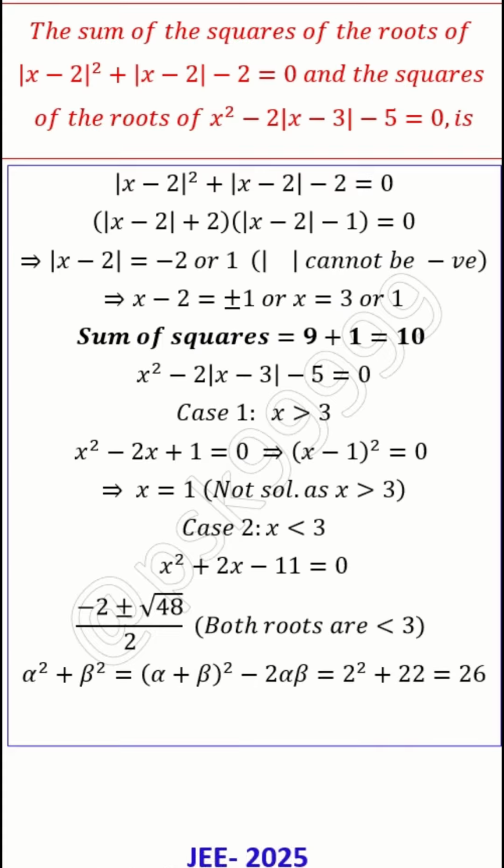So take the square of them. How can we do it? This way: if alpha and beta are the roots of this equation, alpha square plus beta square is (alpha plus beta) whole square minus 2 alpha beta, which is nothing but 26. You can get the values from here. This is alpha plus beta, this is alpha beta, right? So the total sum of squares is 36. This is the answer. Thank you.